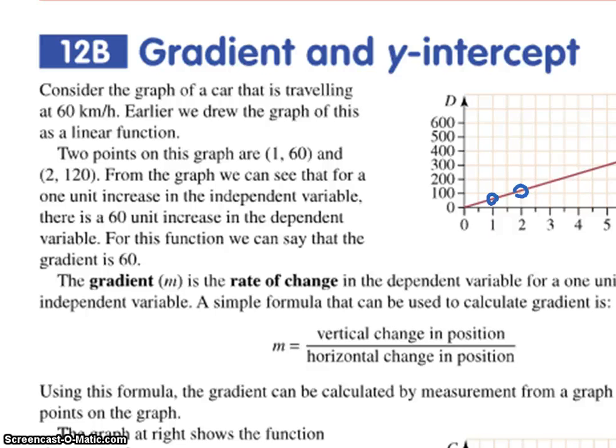Okay, now this is where you're going to have to actually pay attention. For this function, we can say that the gradient is 60. Can anyone tell me why we can say that the gradient is 60? You've got to think back to what a gradient is. What is a gradient? It is a rate of change, but we don't describe it as that mainly in this course. We do it in mathematics. What would we call that? Slope, excellent. It is a slope.